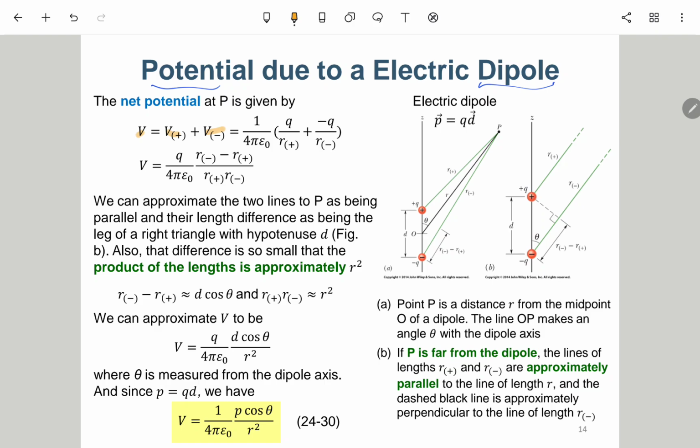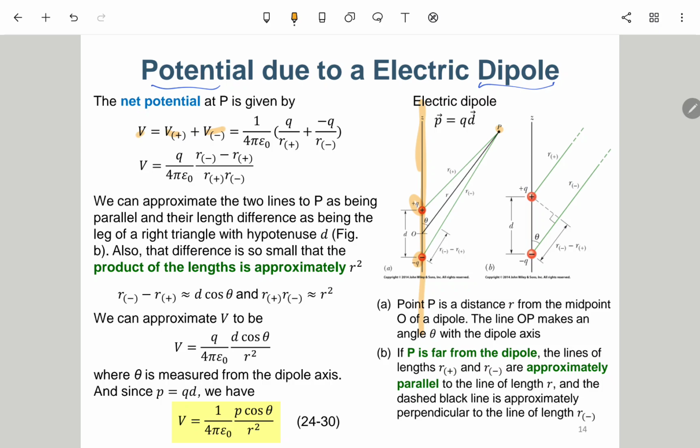Okay, so we only have two charges with the same magnitude but opposite sign, placed close together with a small distance d. Here we can try to compute the potential at point P. If you still remember, when we computed the E field generated by the dipole in chapter 22, we could only calculate the E field along the z-axis. All the other positions we don't have a closed form solution.